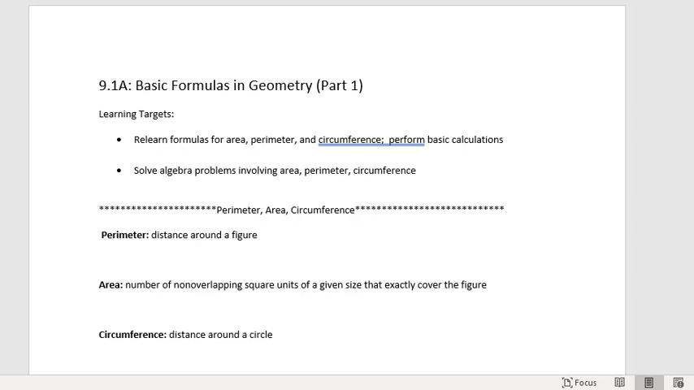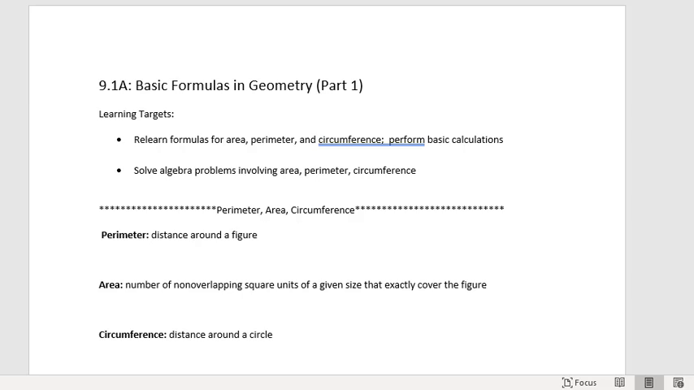Okay, today we are going to look at section 9.1, part A, part 1, using our basic formulas in geometry. Our goals: we're going to relearn formulas for area, perimeter, and circumference, perform basic calculations, then solve some algebra problems involving those things.